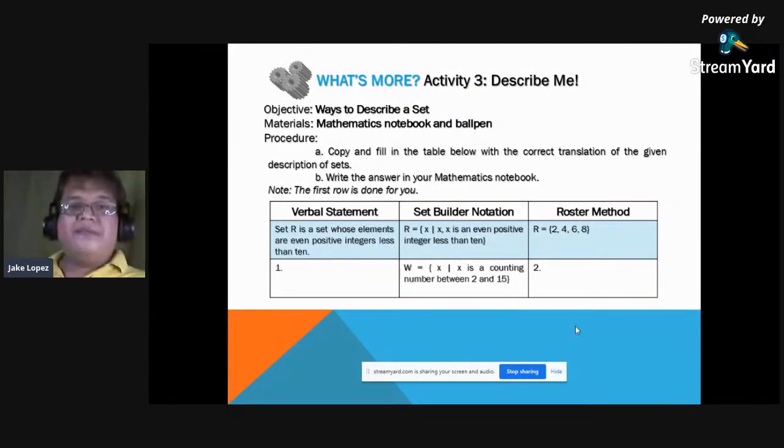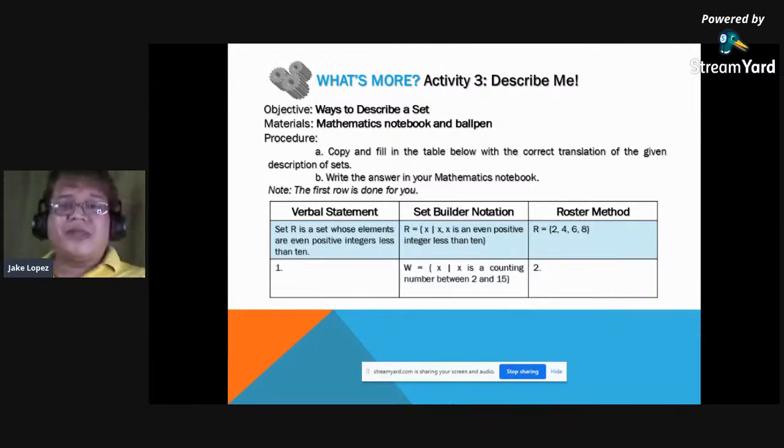So ways to describe a set. So there's a table here that you need to copy and then you will write your answer. So there is an example here. Set R is a set whose elements are even positive integers less than 10. So sa set R daw, yung mga elements na integers less than 10. So for example, set builder notation natin dyan is we have set R equals brace, x, or the set of all x's such that x is an even positive integer less than 10.